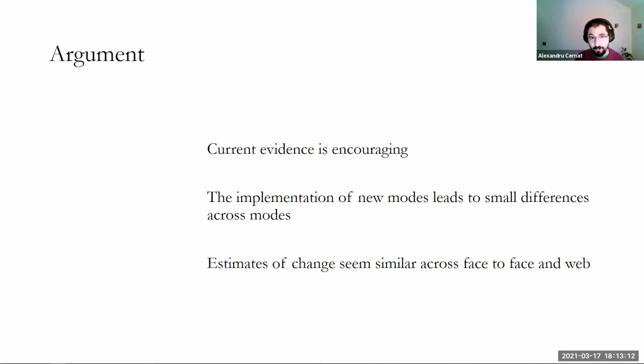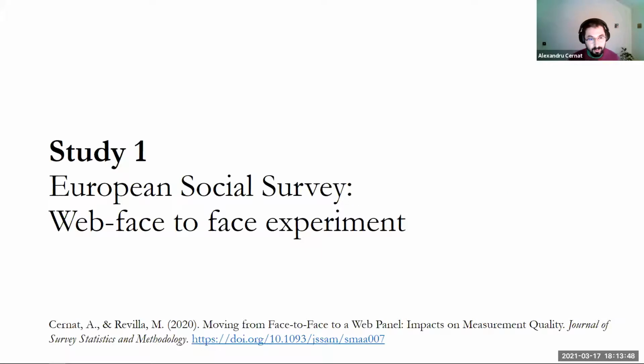So I think overall, in the studies I'm going to present, we have encouraging evidence that there are relatively small differences in measurement between modes. And also, it seems that estimates of change can be similarly calculated or found in face-to-face and web, or in a single mode and mixed mode design. So overall, I'm going to present a relatively optimistic picture of what's happening with our switch to multiple modes of data collection.